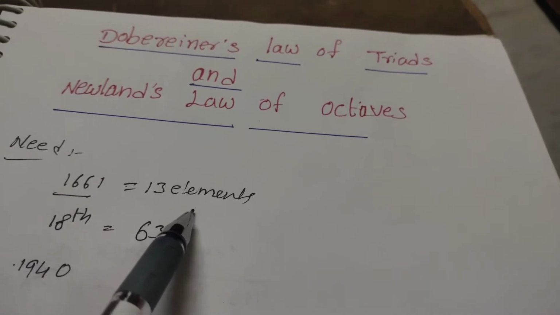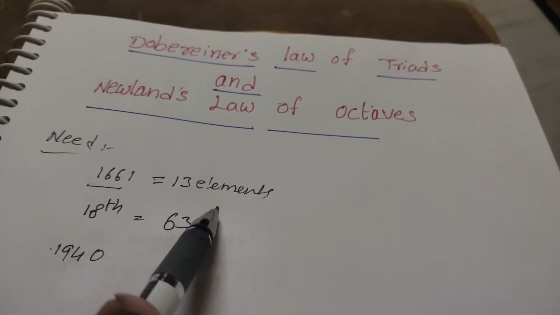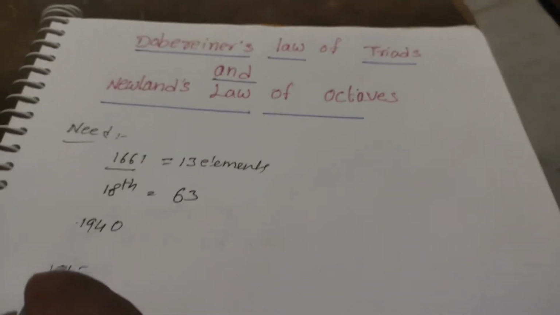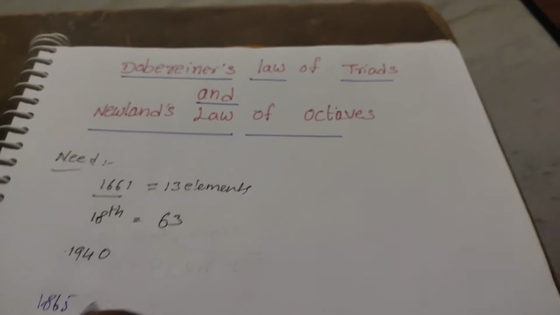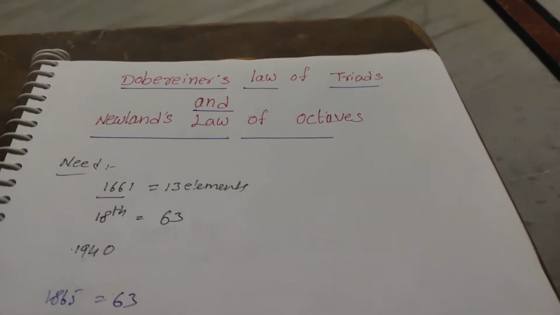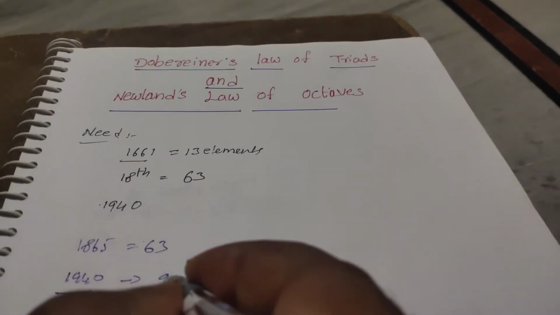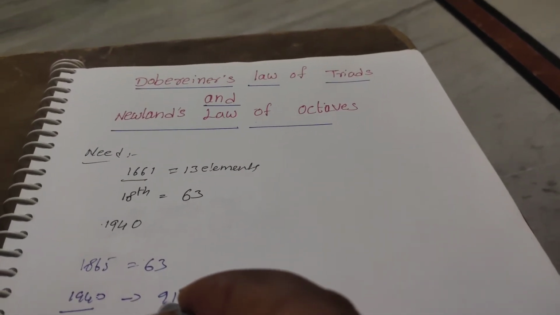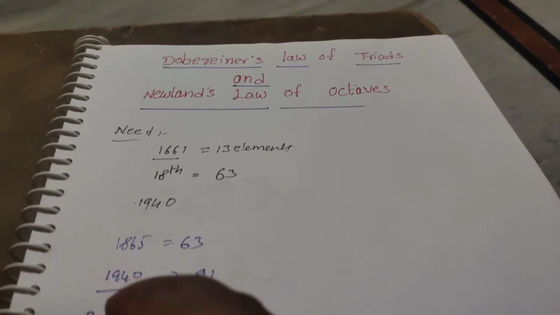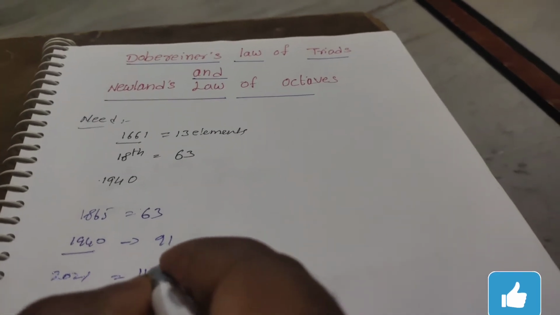Toward the end of the 18th century, by the time of Lavoisier, he discovered another 11 elements. By 1865, approximately 63 elements were known. Whereas in 1940, a total of 91 elements were known. Out of the 91 elements, 17 were synthetically prepared in the laboratory and the remaining are natural. By 2021, including man-made or synthetic ones, we know about approximately 118 elements.